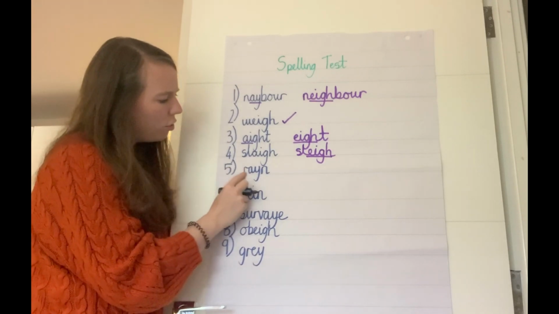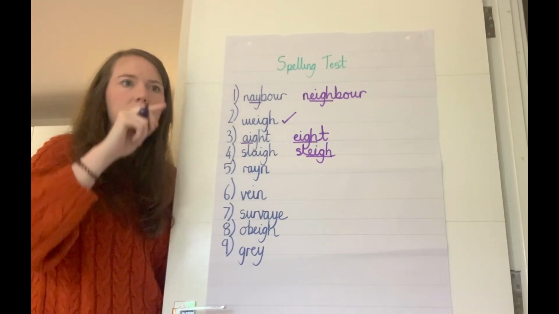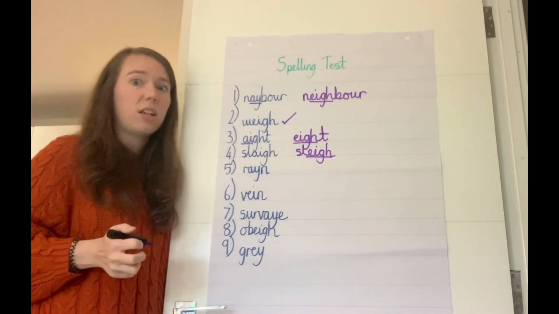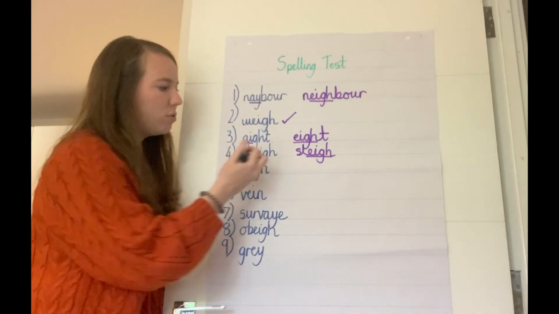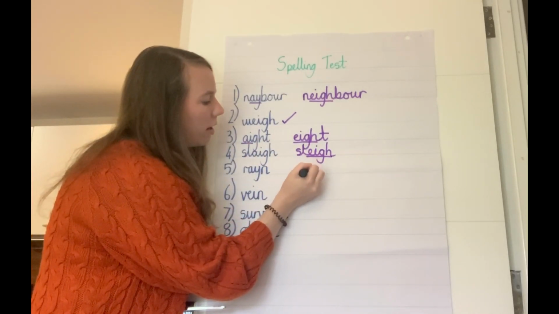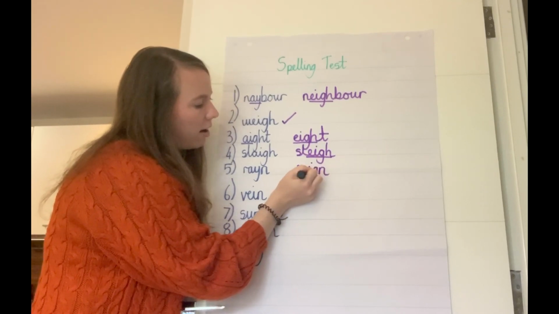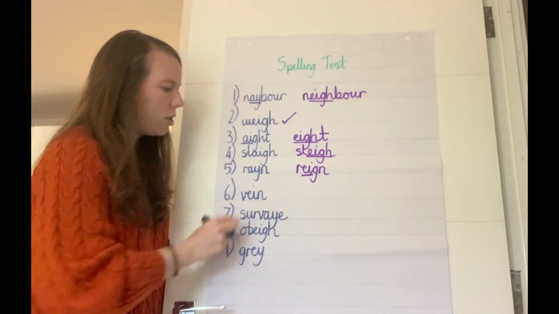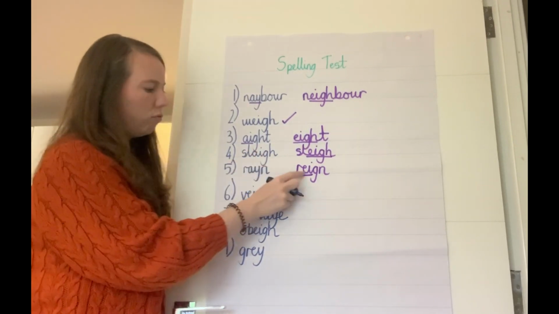Number 5, reign. Now, I know that we have from our quiz R-A-I-N when it rains outside, but I know in my spelling test this week it was reign as in the king or queen's reign, and that was R-E-I-G-N. It had the E-I digraph in it to make the A sound. This is another way to make the A sound, but it's not correct for this word, rain.